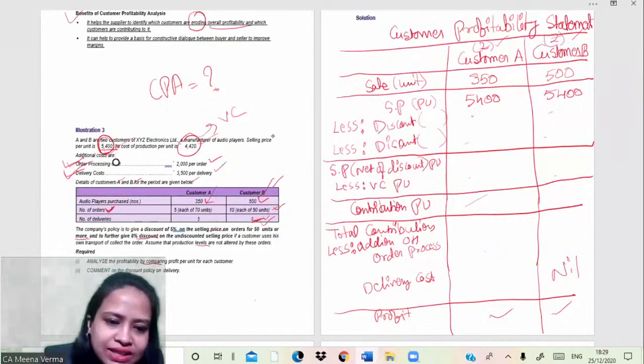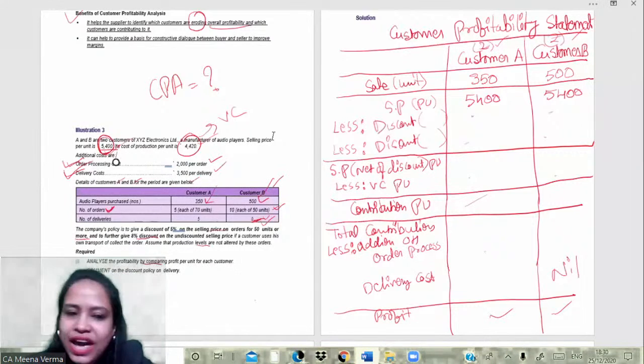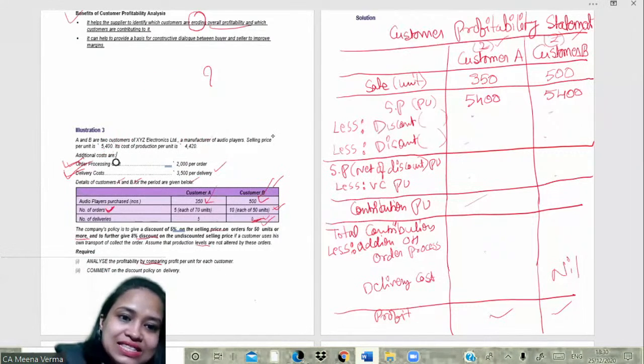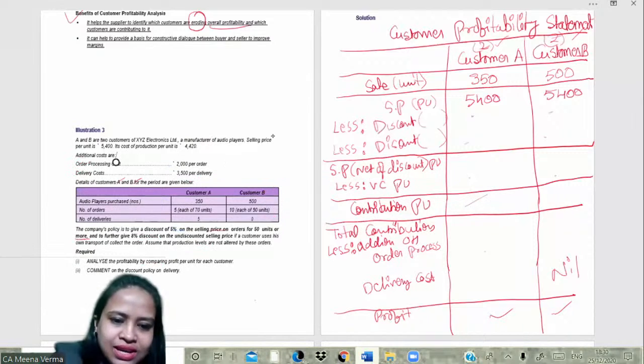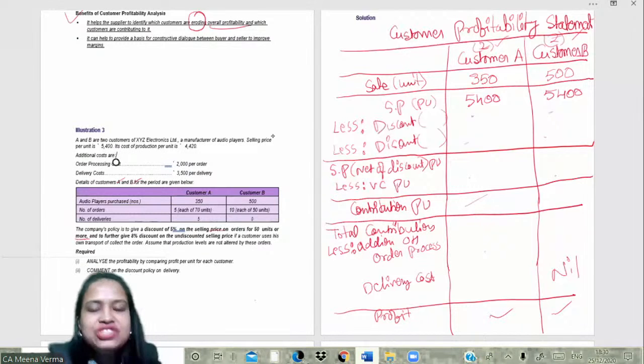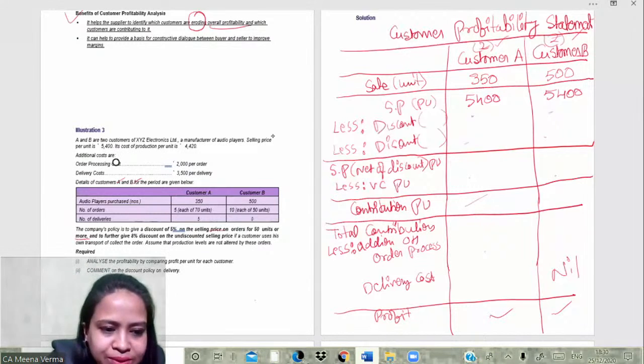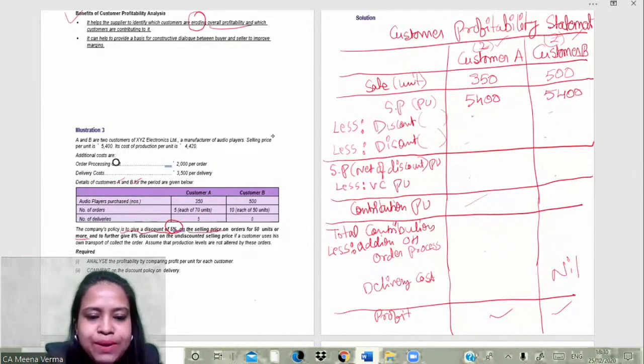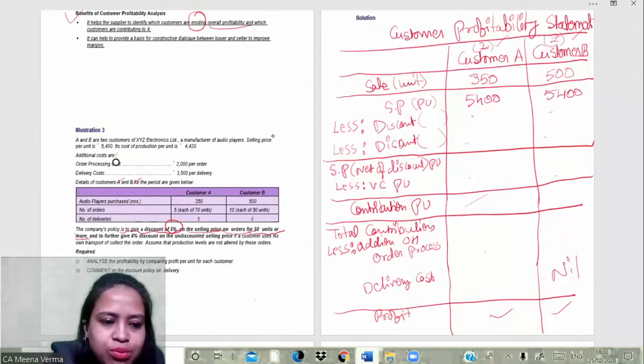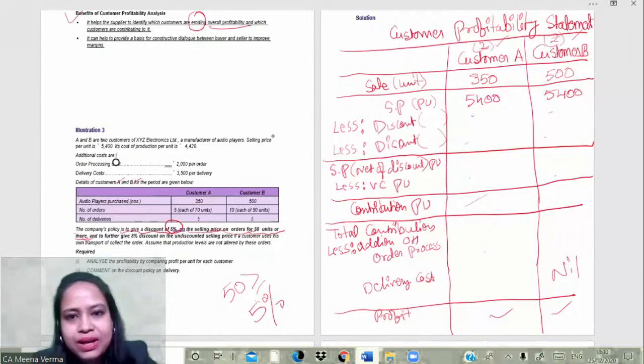Okay, now let us see the information which we have, which is related to discount. Then I'll see the answers you have given me to see whether you have given me the right answer or not. Let us first read the information we have, which is related to discount. The company policy is to give discount 5% on the selling price on order for 50 units or more. So if the order is 50 or more, then in that case, the customer will receive discount of 5% on selling price. Okay.